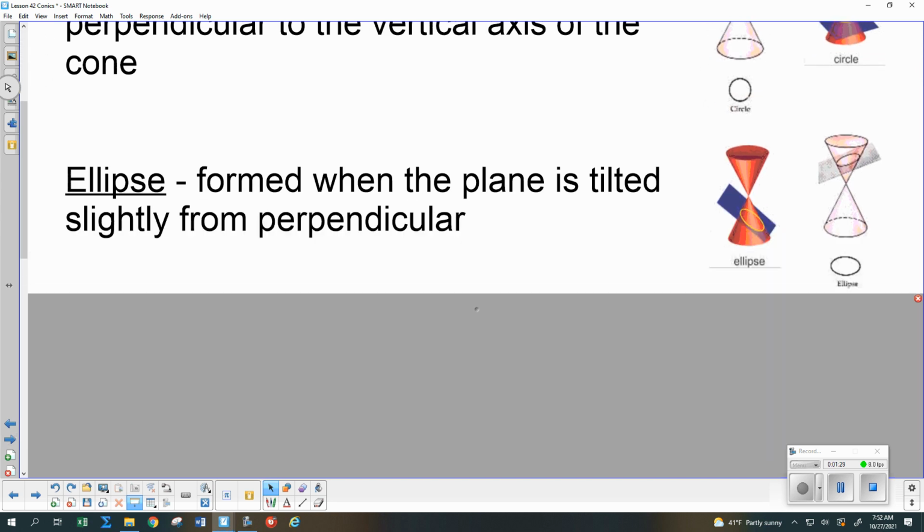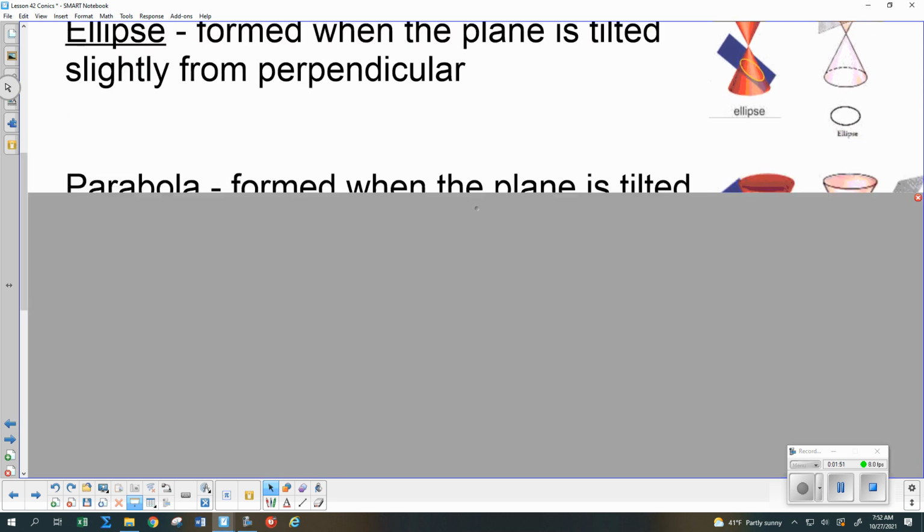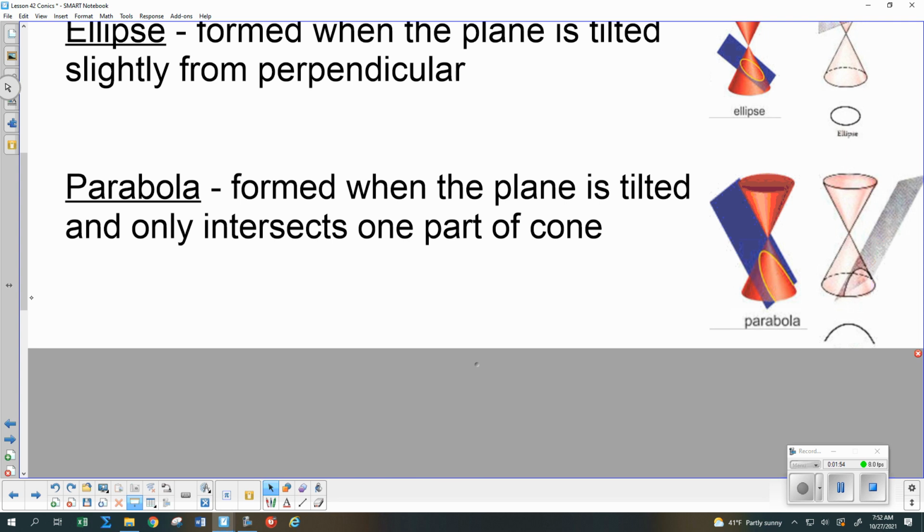If you tilt it just a little bit so that it only goes through one of the two parts of the cone, you get a shape that is an ellipse, where this circle is kind of squished. The other two are parabolas and hyperbolas that look similar. If it is a parabola, it is tilted in such a way that it only goes through one of the cones. So this one went through the bottom part, but would be tilted enough that it would just always stay outside of the top. And in that case, you've got a parabola.